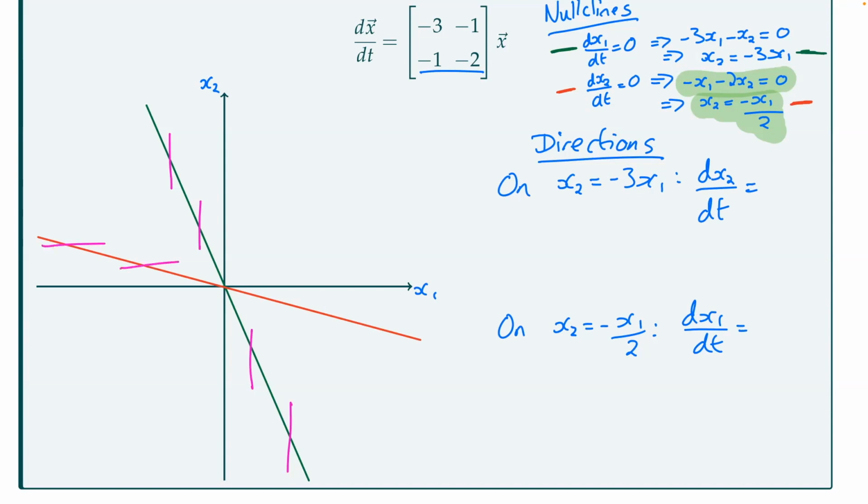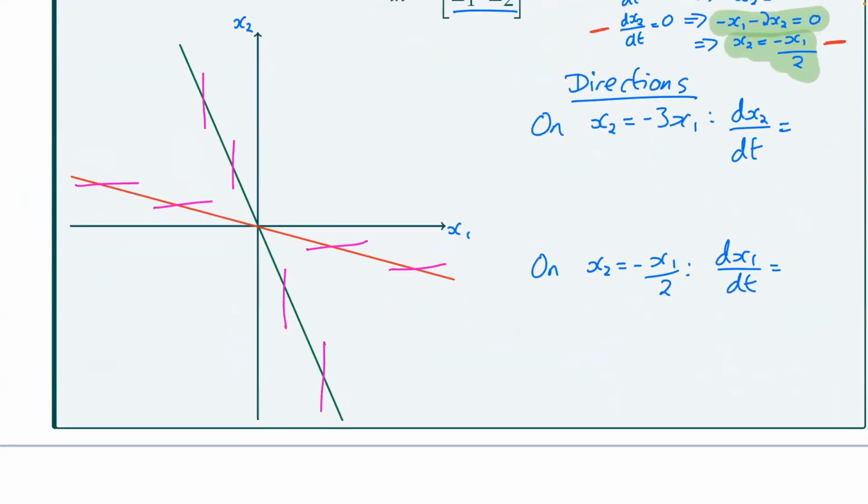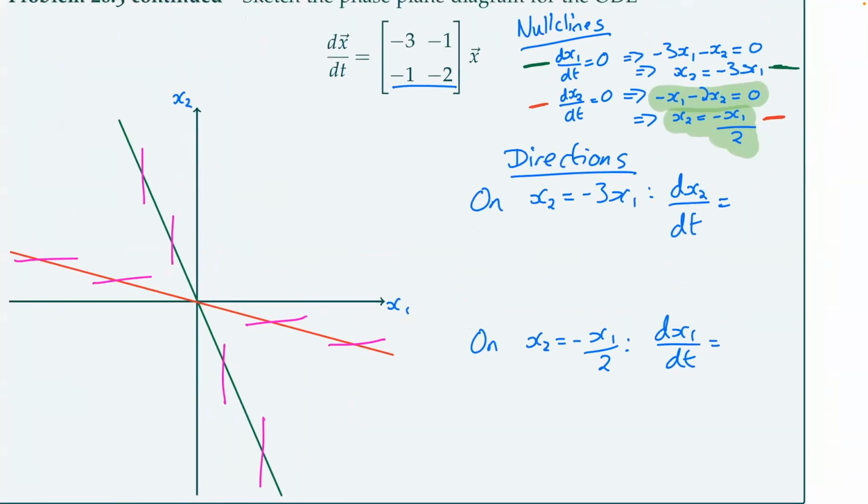On the other nullcline, dx2/dt is equal to 0. So I know that I'm moving horizontally. So at this stage, I like to draw on, if I can, vertical and horizontal lines to make sure that I remember which nullcline I'm working on, okay? Okay, at this stage, I now need to think about my direction field. So let's think about this first nullcline here, the green one.